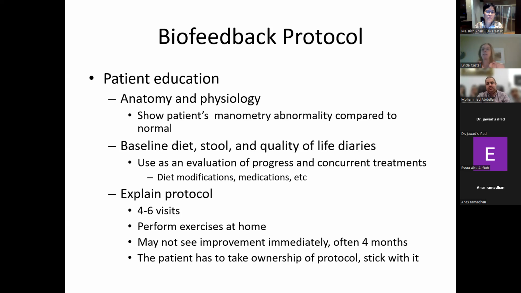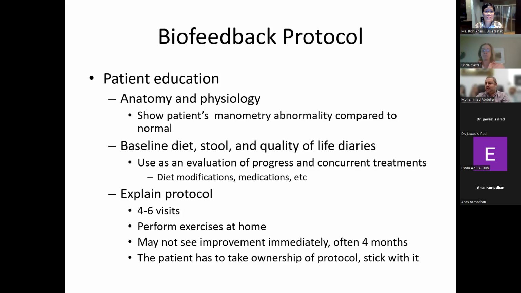And we do quality of life diaries just to see if the patient's quality of life is improving as we do these biofeedback trainings. I have an example later, but it's very, very simple. On a scale of 1 to 10, how is this problem affecting your social life, your work? Can you get to work every day? Do you have to go home and change your clothes before you even get to work?